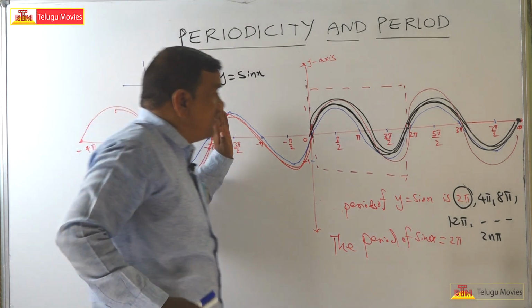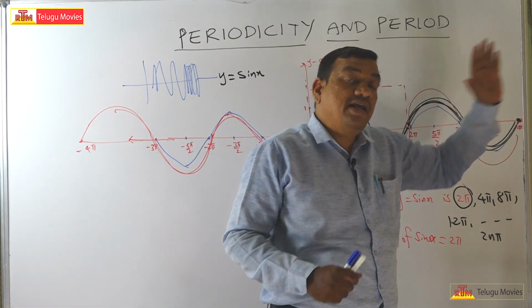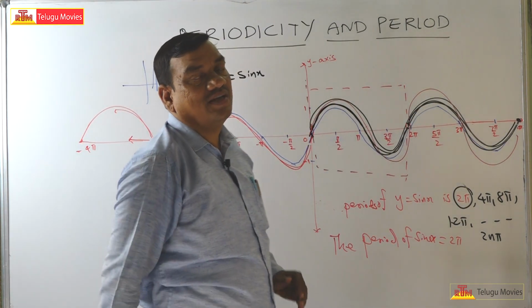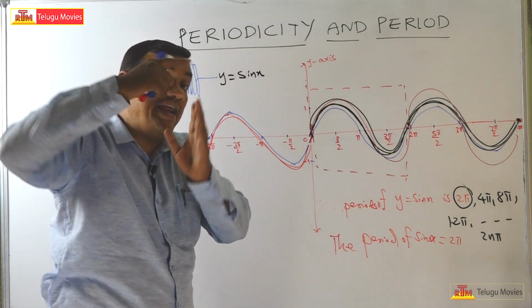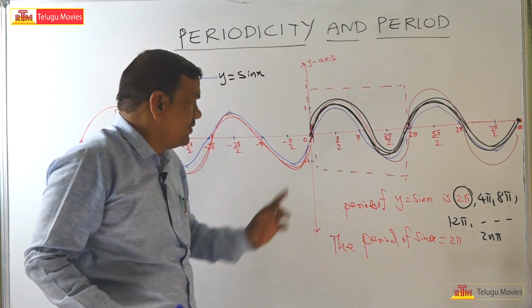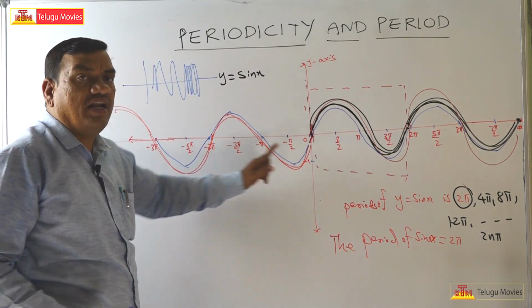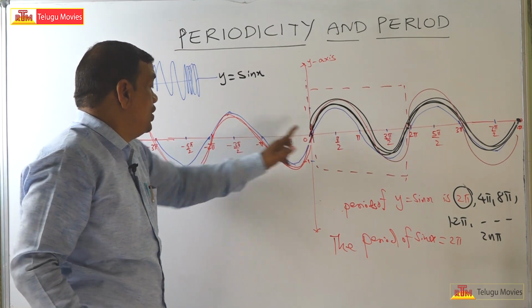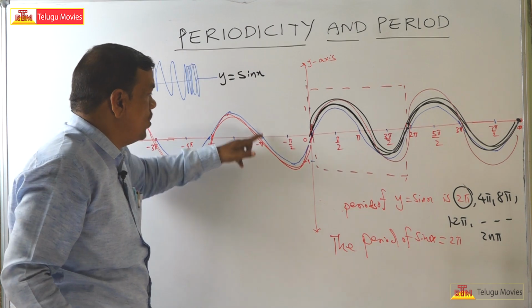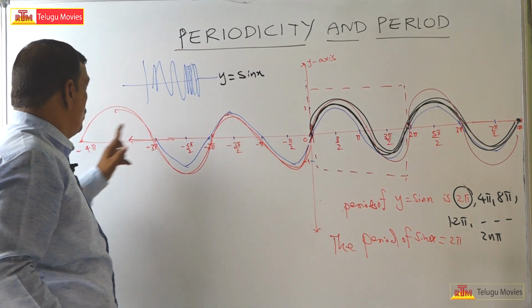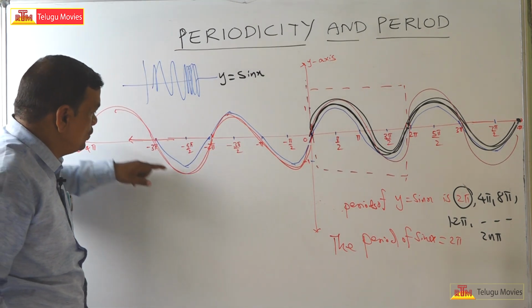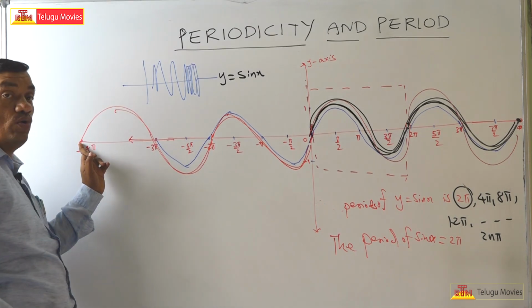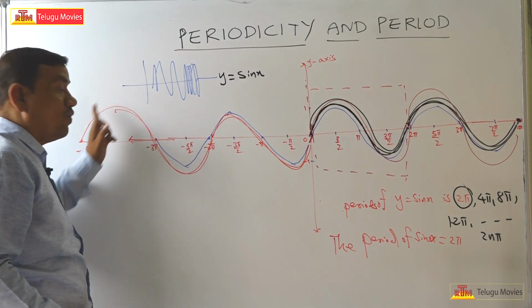If you consider 0 to 8 pi and 8 pi to 16 pi, also the same graph. The same logic applies for the negative direction also. Here we have to take from 0 to minus 2 pi, 1 down, 1 up. Minus 2 pi to minus 4 pi, 1 down and 1 up.